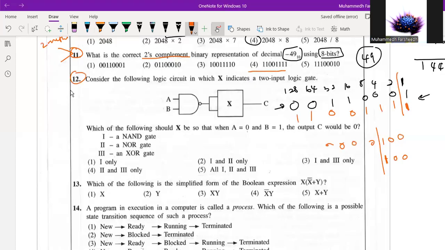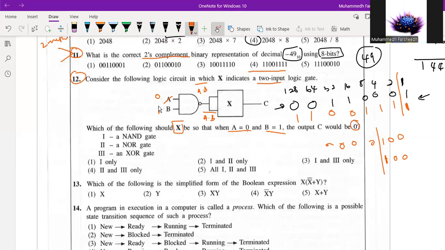Next one, question number 12. Consider the following logic circuit in which X indicates a two-input logic gate. So you have A and B here, and it goes here as A dot B, the whole thing is barred, and it goes to both of the sides, up and down, and something is there. Which of the following should X be so that when A is 0 and B is 1, the output is going to be 0?